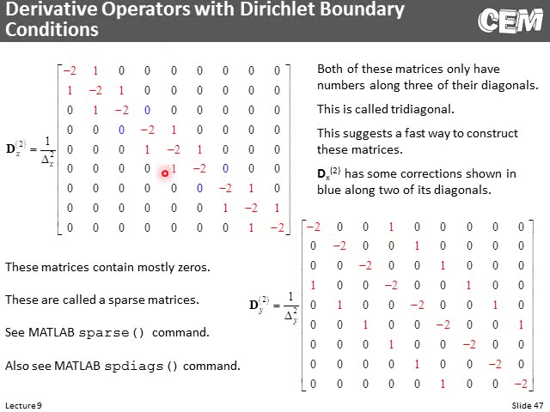The X derivative is a little bit more involved. The numbers are always going to go down the center diagonals, so we still have negative twos down the center. But notice the upper and lower diagonals. They're almost all ones, except every once in a while we have zeros put in there.